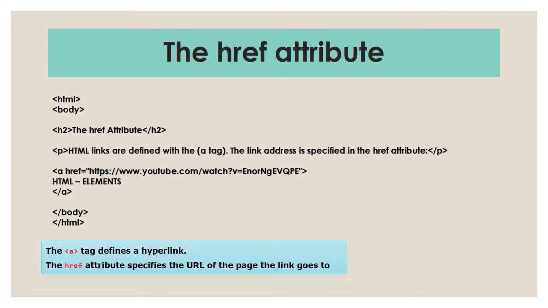When you have to add a link to a web page, HTML links are defined with a tag. The link address is specified in the href attribute. Suppose you have to add a YouTube video to your web page, so the link will be added using a tag and the address of that video will be specified using href attribute. Let me explain this with an example.